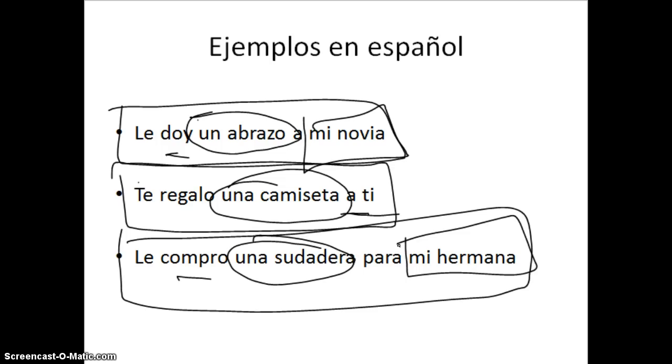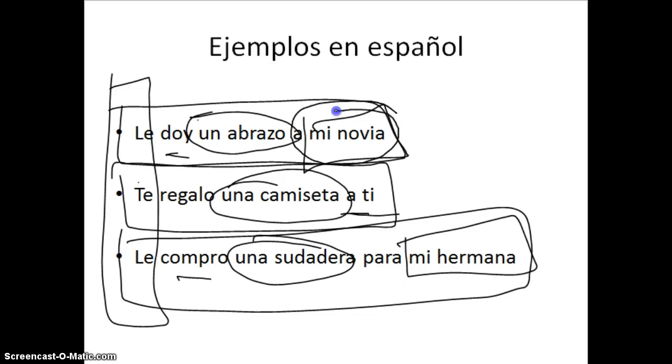Now if you're confused when you look over here and you see these le, te, I'll explain that a little bit later, so don't worry about it. But just a clue, the le corresponds to the mi novia, the te, a ti, and the le para mi hermana. Alright? But again, I wouldn't worry about it right now.